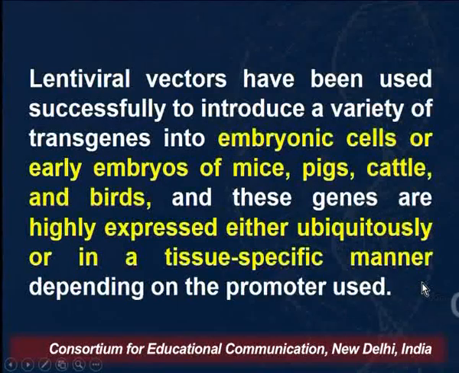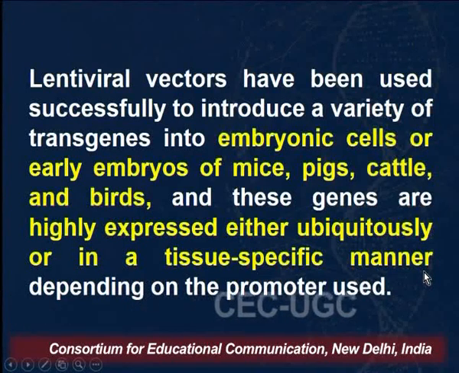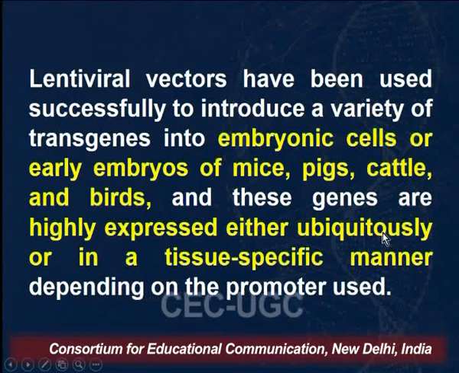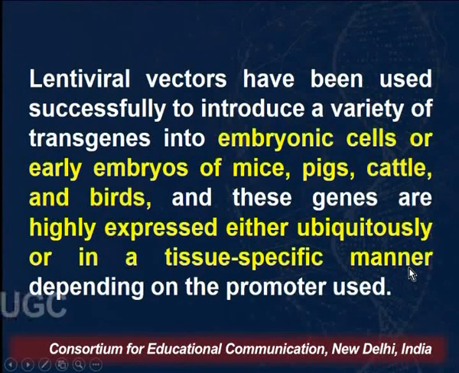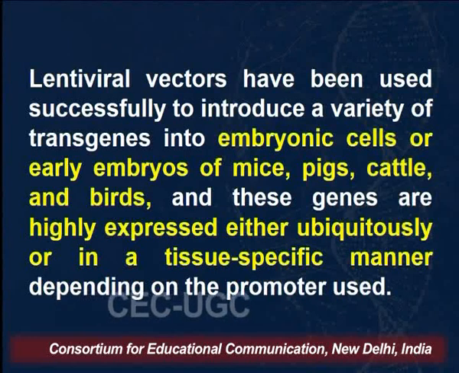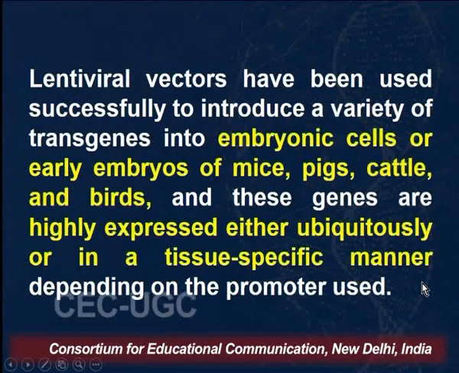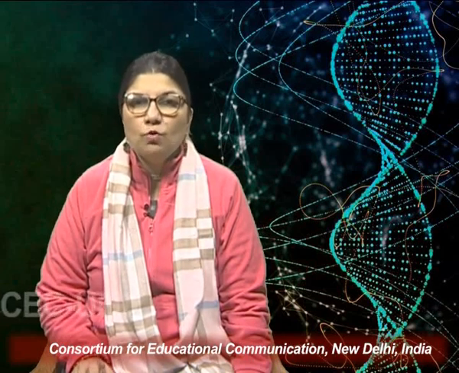So lentiviral vectors have been used successfully to introduce a variety of transgenes into embryonic cells or early embryos of mice, pigs, cattle and birds, and these genes are highly expressed either ubiquitously, which means in all the cells, or in a tissue specific manner. For example, the expression of a milk gene only in the mammary gland. That is tissue specific expression depending on the promoter that you are using. If you are using a generalized promoter, it will be expressed in all the cells, or if you are using a tissue specific promoter, then those genes will be expressed only in certain tissues.